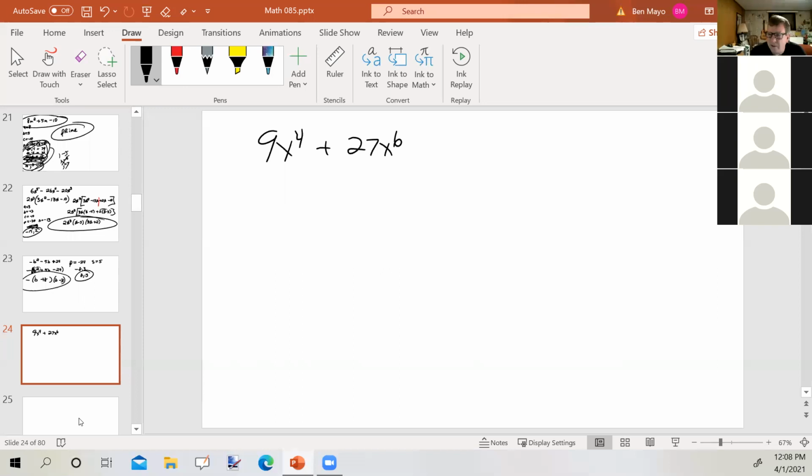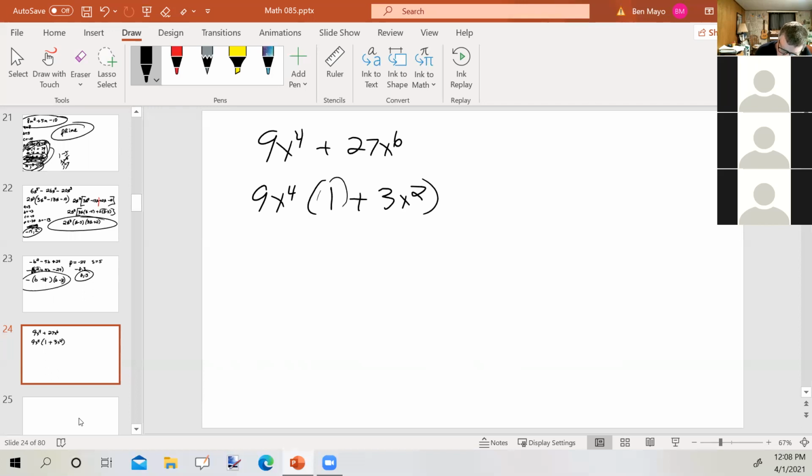Well, this isn't a trinomial. It's a binomial. Is there, oh, there's a greatest common factor. In fact, we could take out 9x to the 4th. So I need to have a 1 here plus 3x squared.